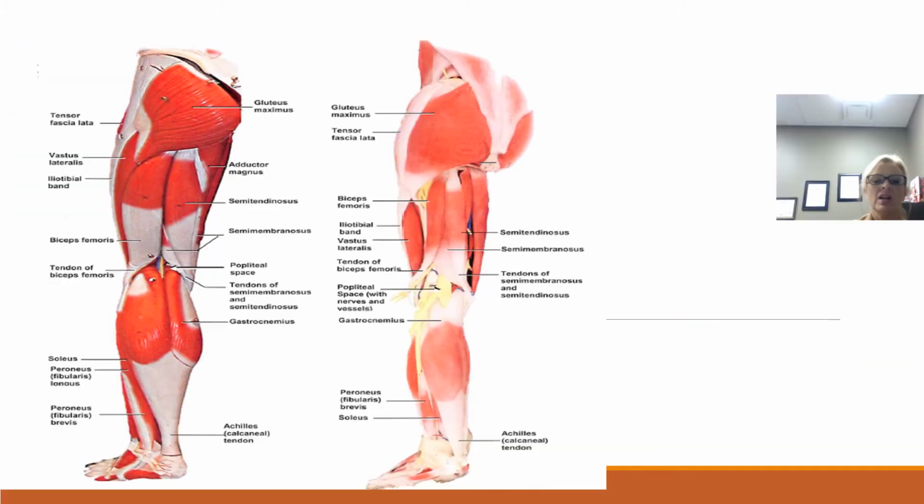So here we have a good overview of the posterior superficial muscles of the leg. You can see a bunch of them here.